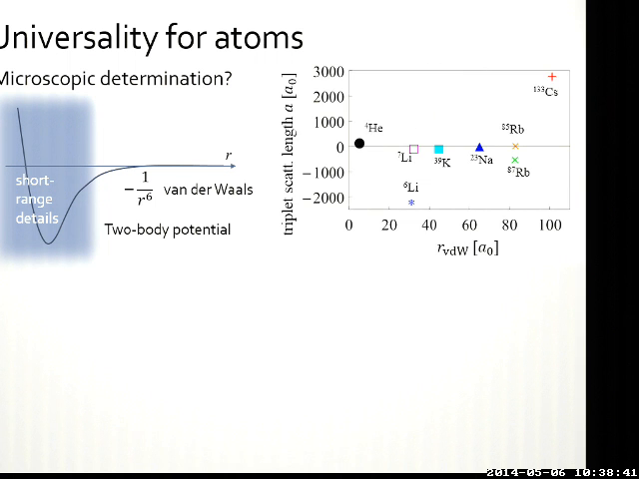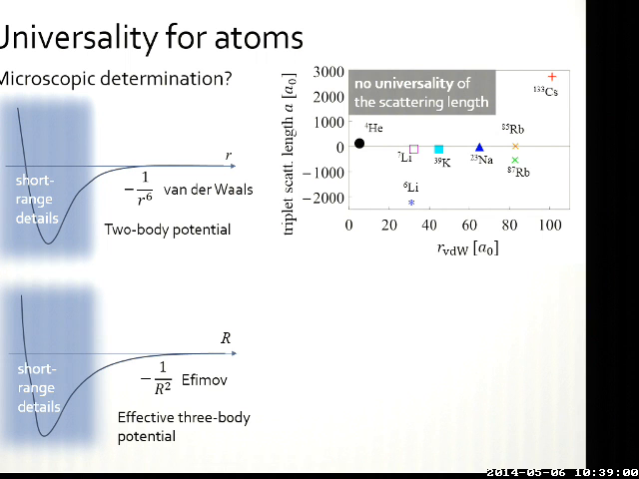And just to exemplify this, I plotted the triplet scattering lengths of various atoms as a function of their van der Waals length. And you see that there's no particular correlation. It's all over the place. So in that sense, there's no universality of the scattering length.